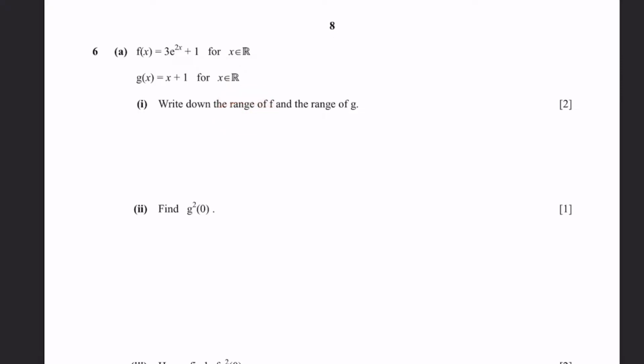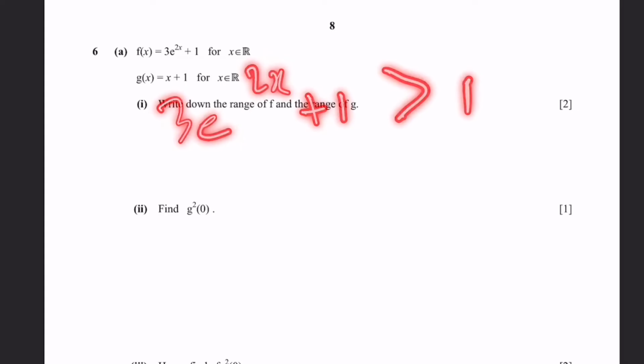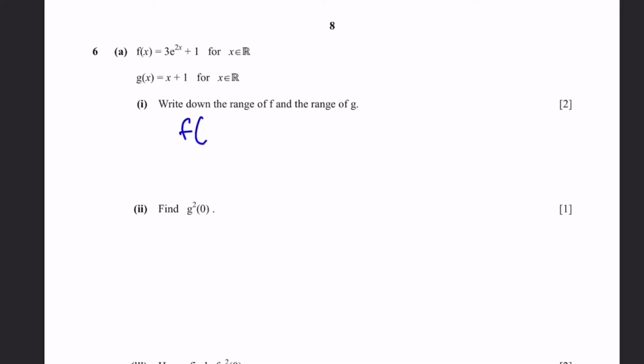So the range of f is the set of values which f can take after we do the function. So what are the set of values that 3e to the power of 2x plus 1 can take? We know that e to the power of x always has to be greater than 0. So e to the power of 2x also has to be greater than 0, and then 3e to the power of 2x is also greater than 0. And that means 3e to the power of 2x plus 1 is going to be greater than 1, by adding 1 to both sides. So f of x is greater than 1. This is our range of f.